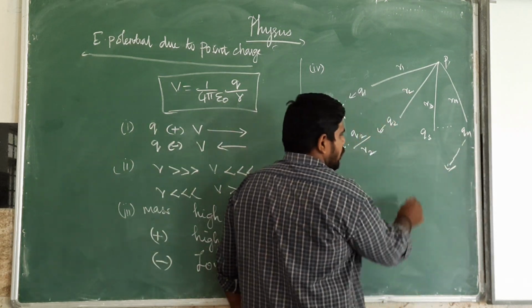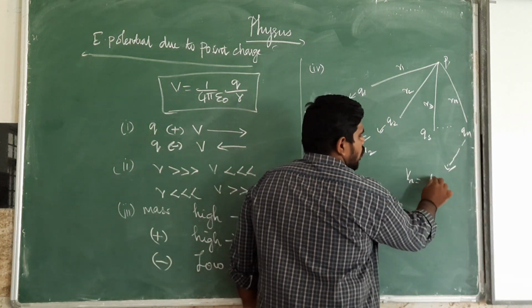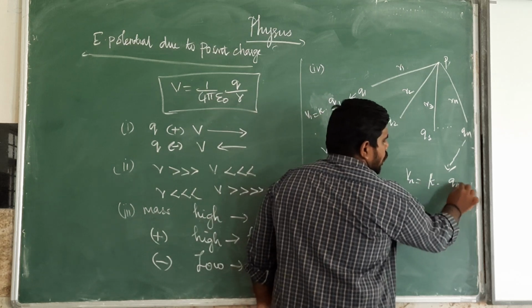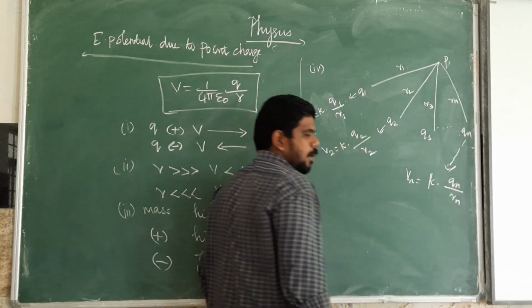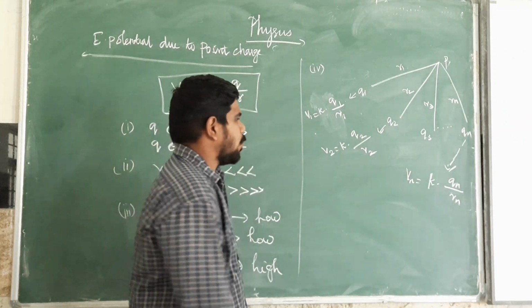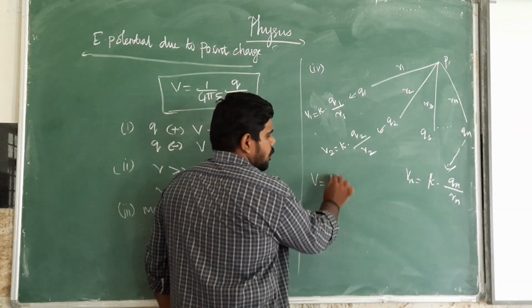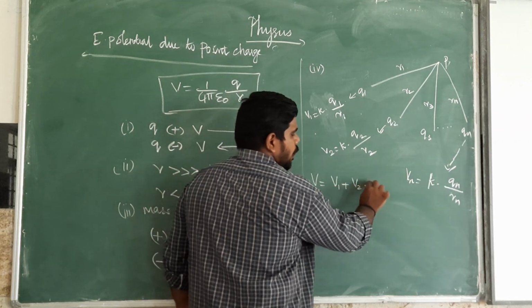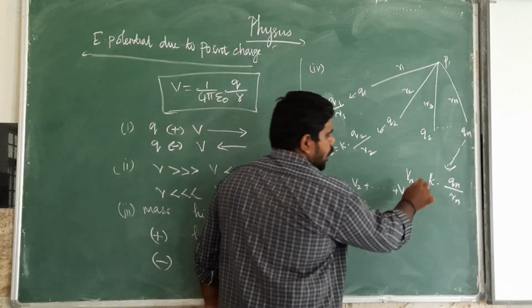Up to n charges, what do we get? Vn is equal to K into Qn by Rn. By the principle of superposition, if you add the point charges, we get the total electric potential V is equal to V1 plus V2 plus up to Vn.